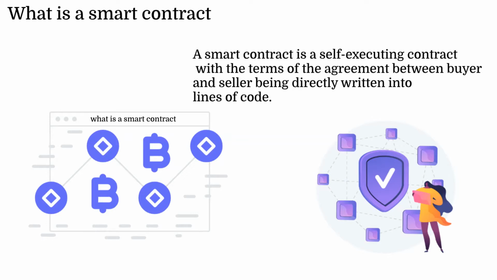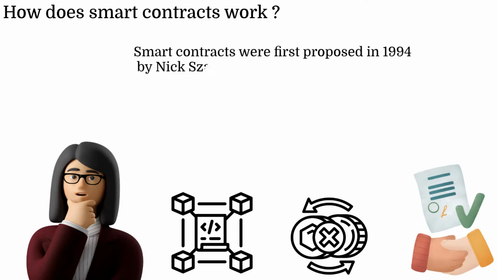What is a smart contract? A smart contract is a self-executing contract with the terms of the agreement between buyer and seller being directly written into lines of code. The code and the agreements contained in the contract exist across a distributed and decentralized blockchain network. The code controls the execution and ensures transactions are trackable and irreversible. We are also going to be looking at a brief history about smart contracts and how they work.